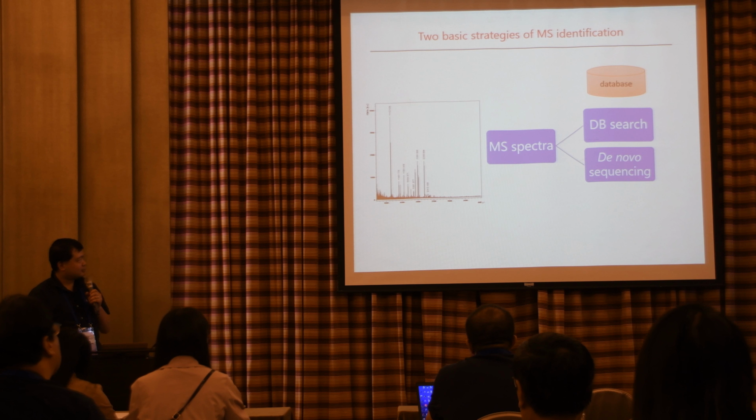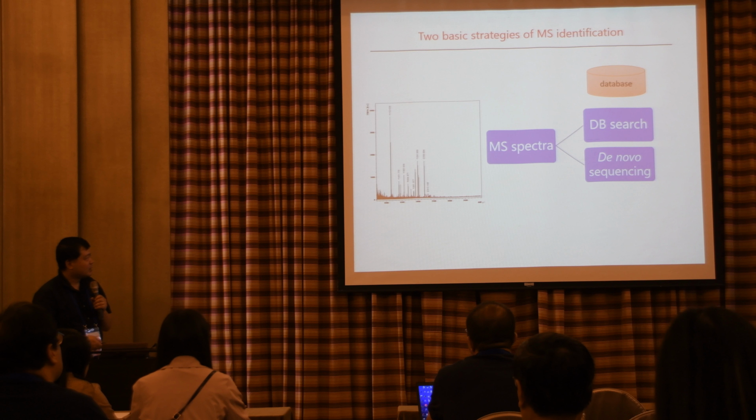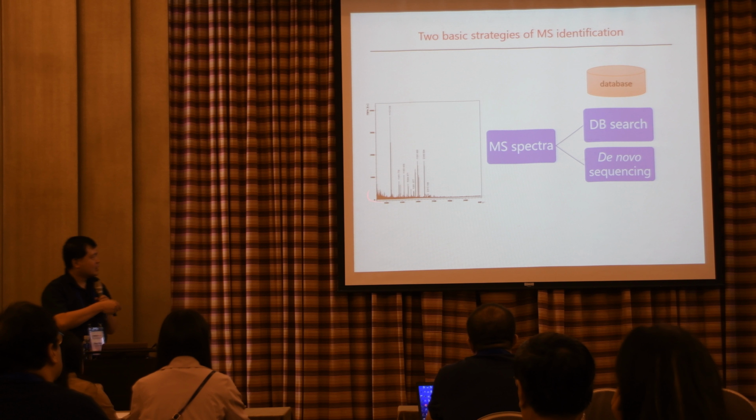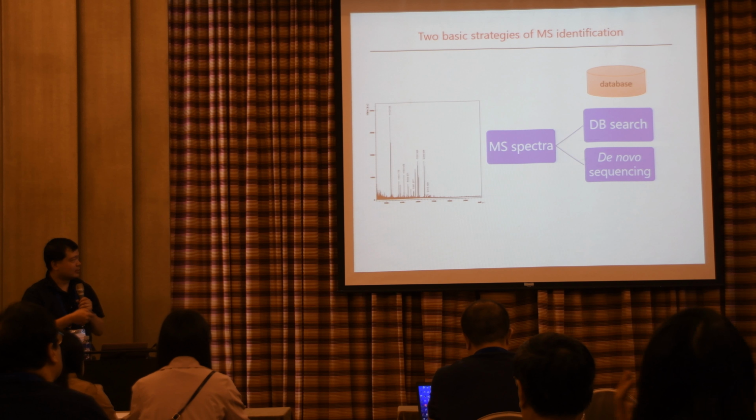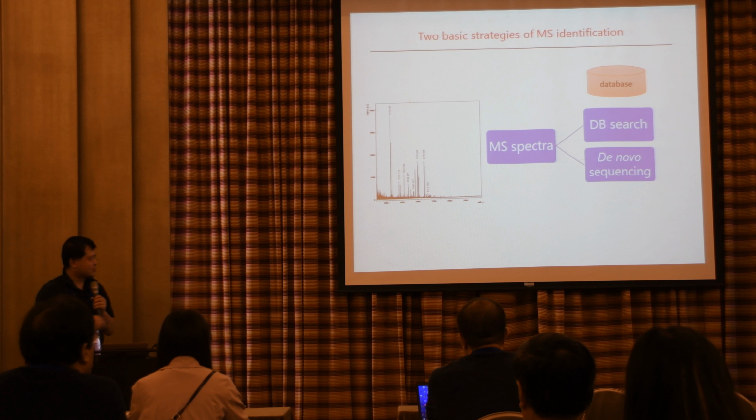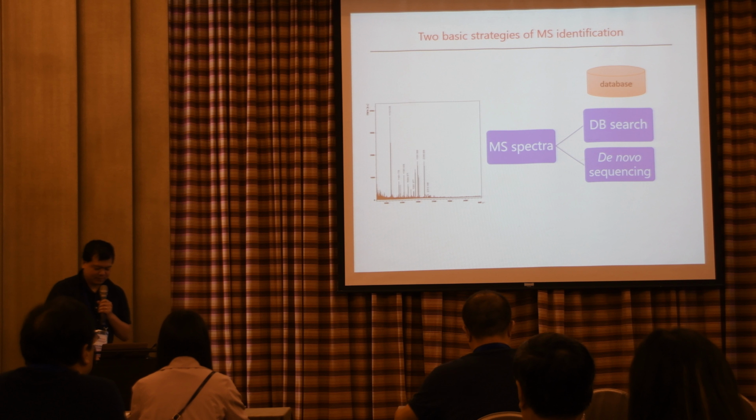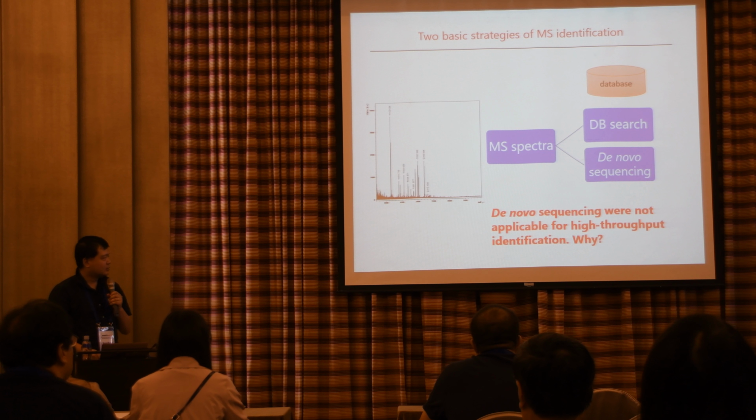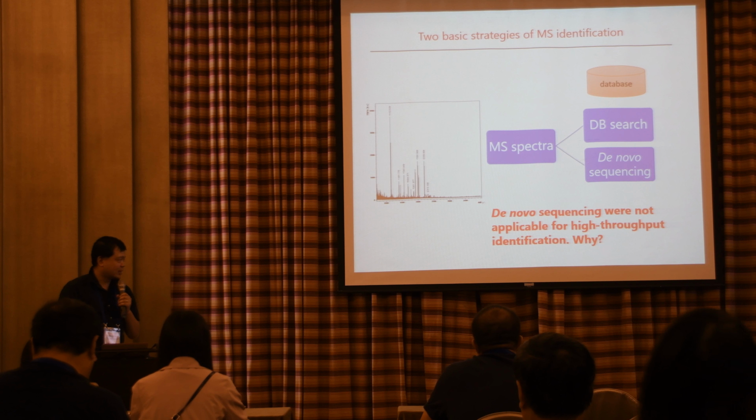When we get a lot of mass spec spectra, we have two basic strategies to deal with them. One is database search. So we have a database, so we compare these spectra with the database and determine which one is that. And another strategy is de novo sequencing. So we don't use a database, we directly figure out which peptide amino acid sequence from the spectra. Currently, most of the people use database search, and the de novo sequencing was not applicable for high-throughput identification.